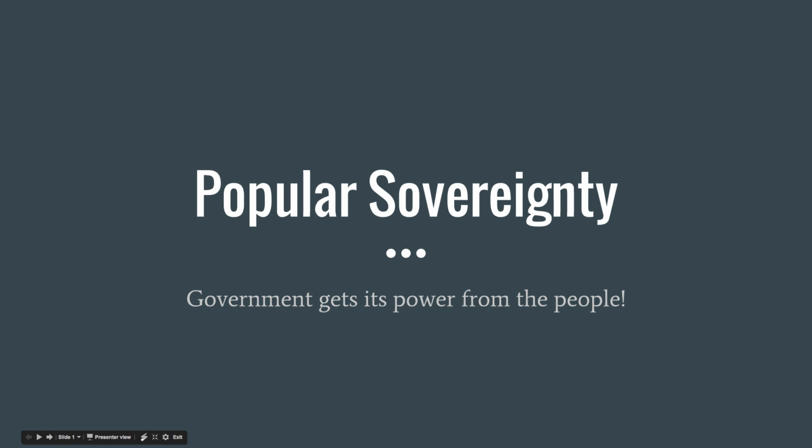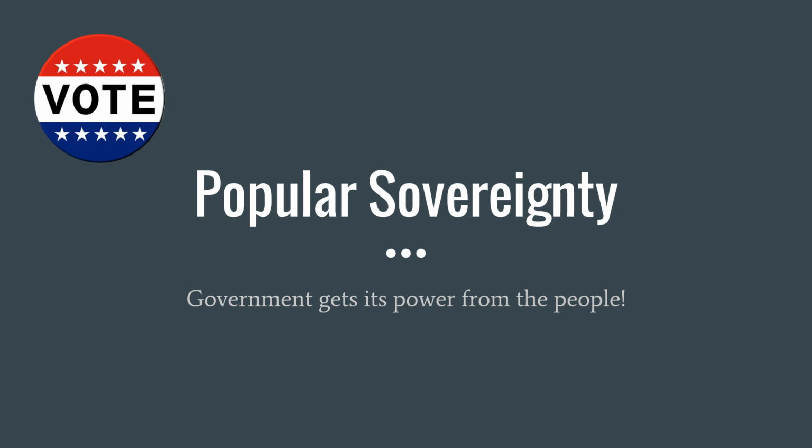Okay, so this is the principle of popular sovereignty. And the whole idea here is that the government gets all of its power from the people. Whenever there's a decision to be made by the government, ultimately, the people are going to be the deciders. So, most obviously, this is embodied in our right to vote. When we have the right to vote, we are exercising our popular sovereignty.